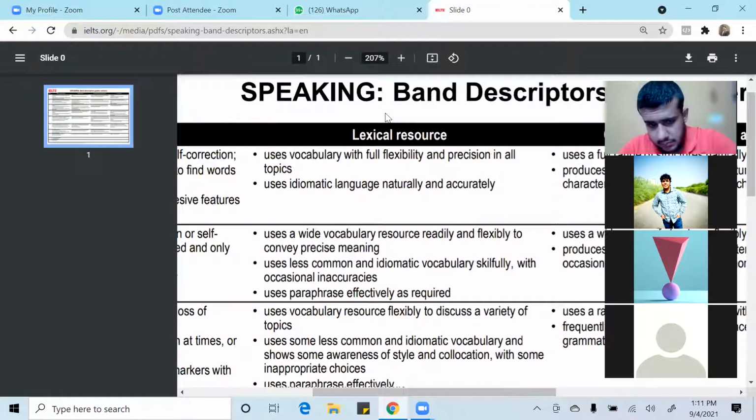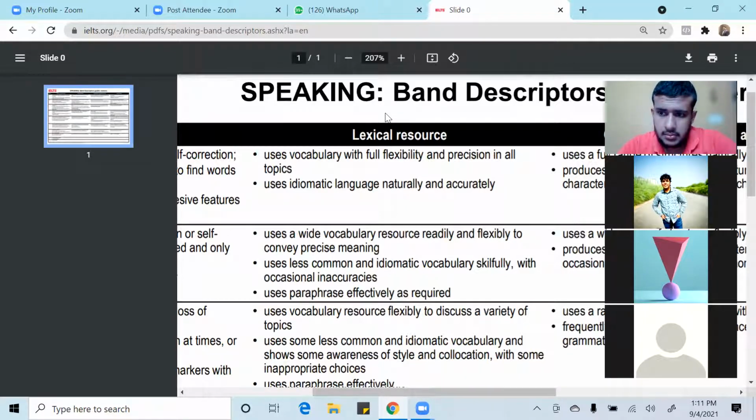What is the next point? Can you please read it, Tarun? Uses vocabulary with full flexibility and precision in all topics. Uses idiomatic language naturally and accurately. So what does this mean?